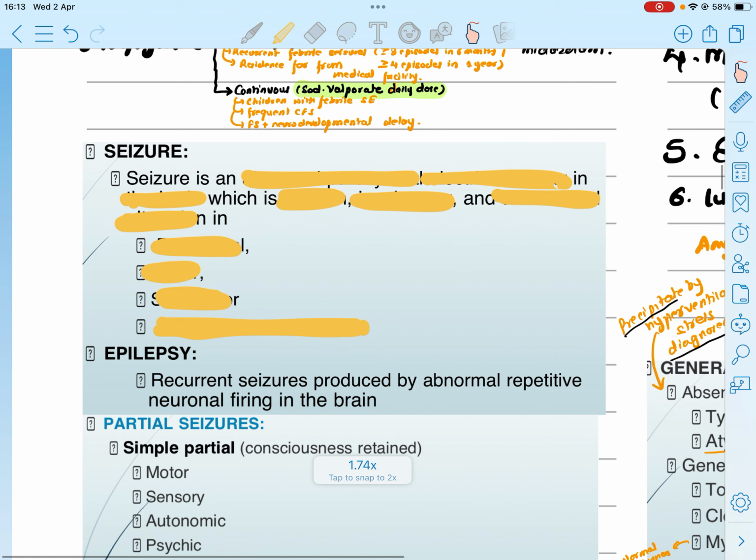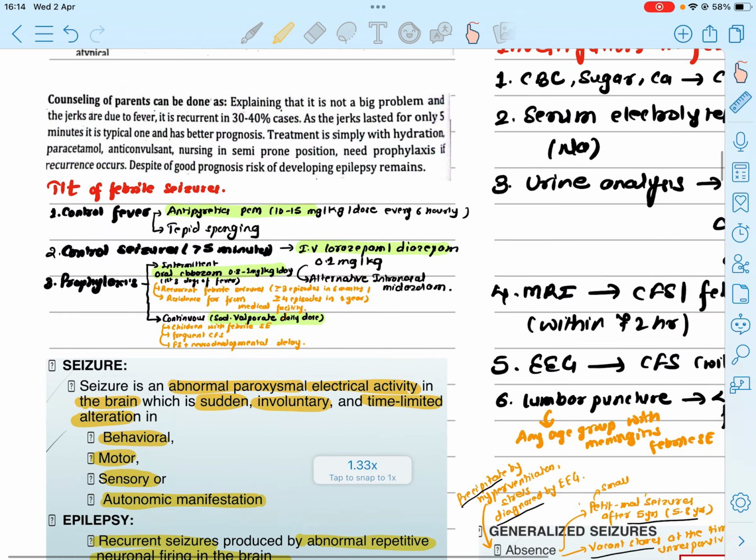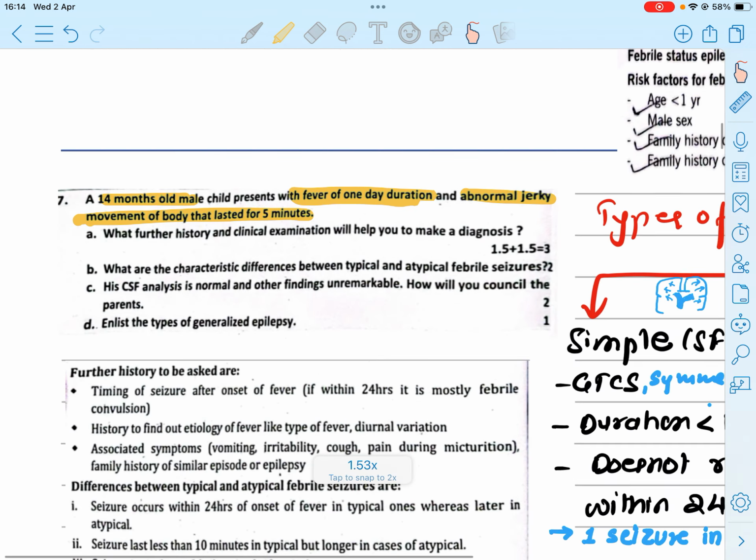While epilepsy is recurrent seizure, produced by abnormal repetitive neuronal firing in the brain. So we have differentiated between seizure and epilepsy. And now let's go back to the previous slide.